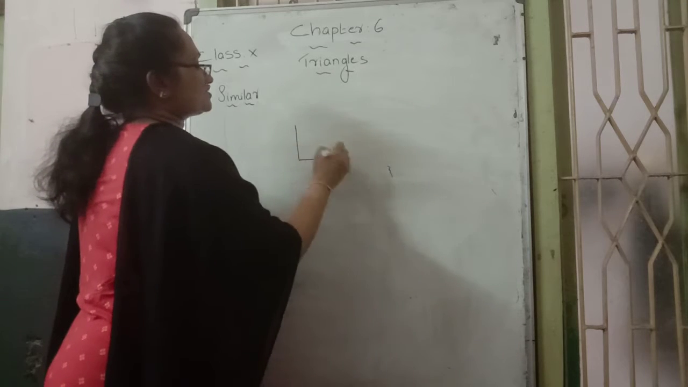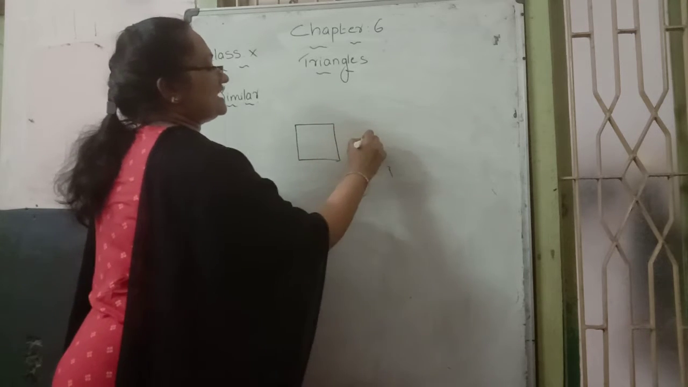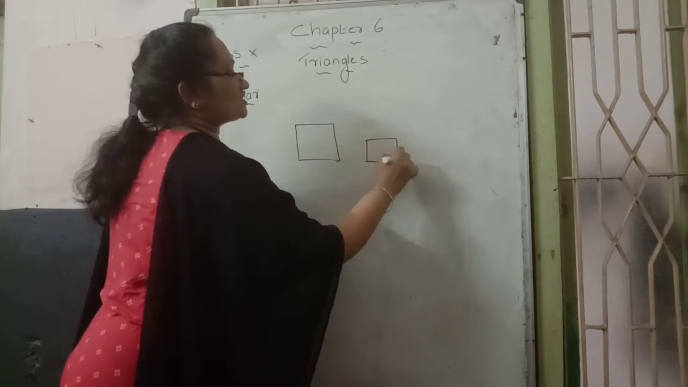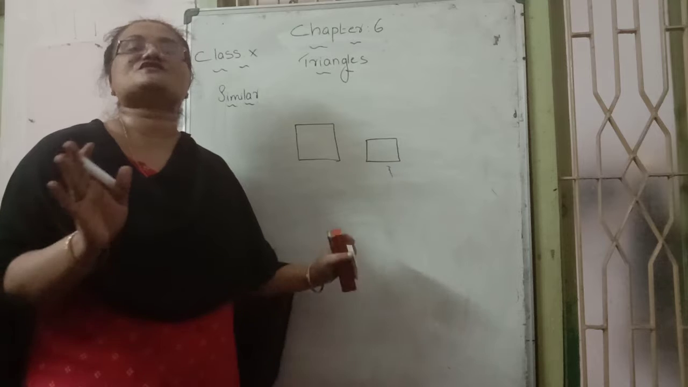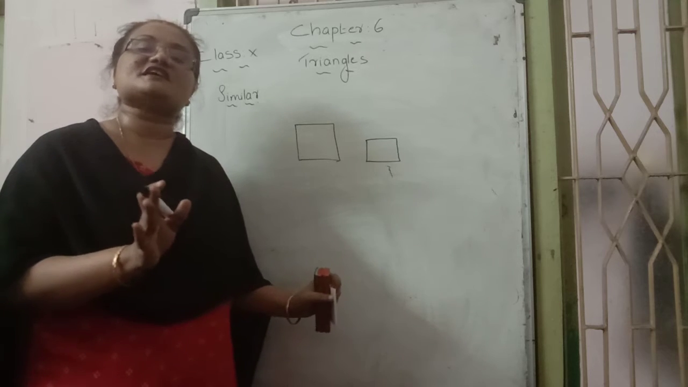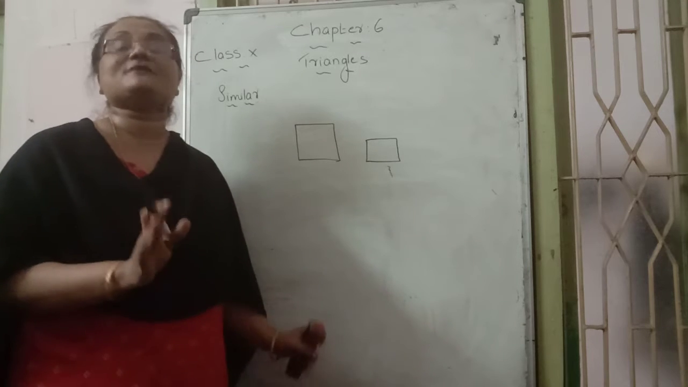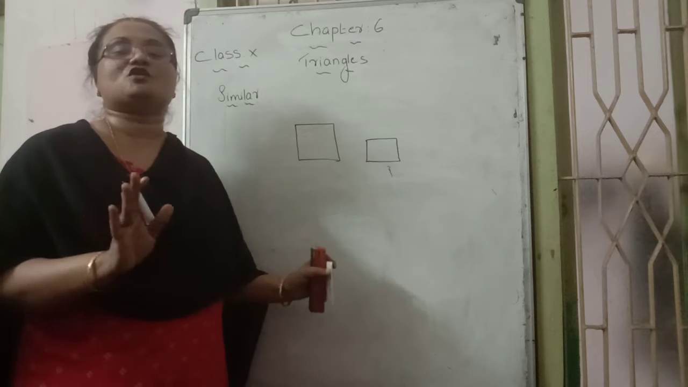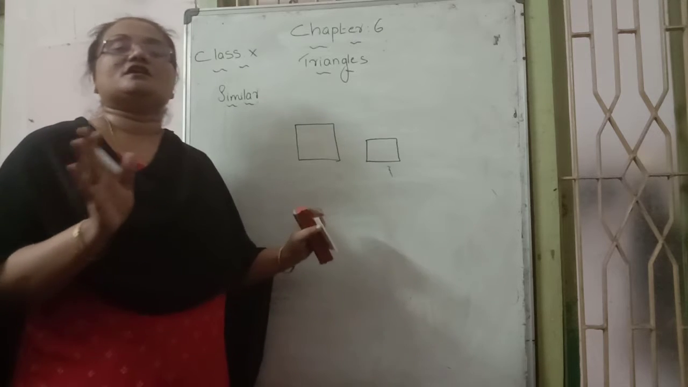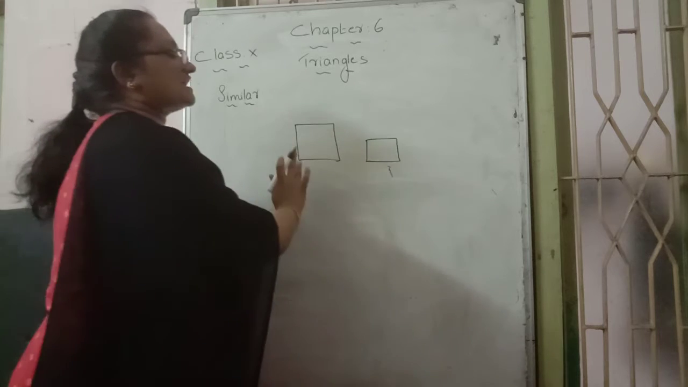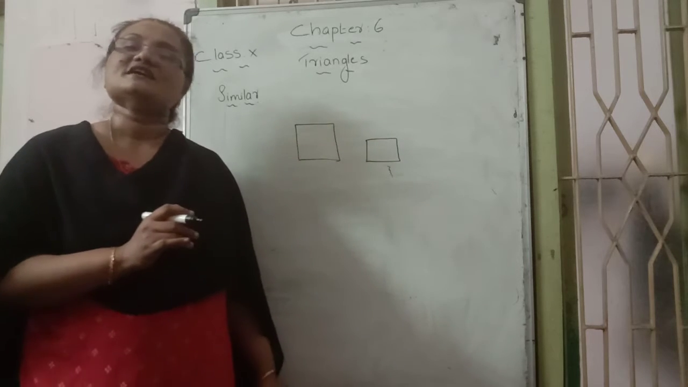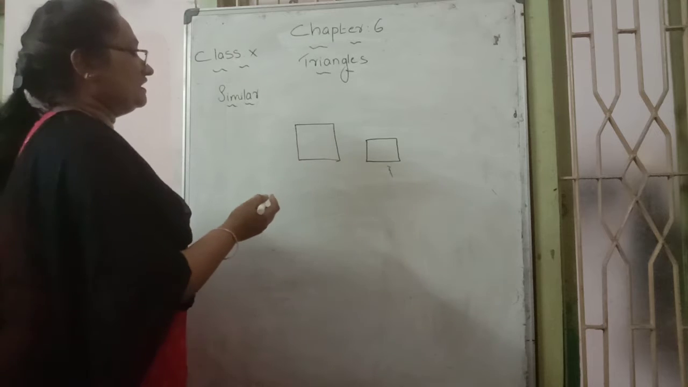Example, here is one square shape and another square shape. Both are squares only. That's why their shape is also the same. But the size is not the same, but the shape is square only. Comparing both figures, they are the same shape. That's why we can say these two squares are similar squares only.